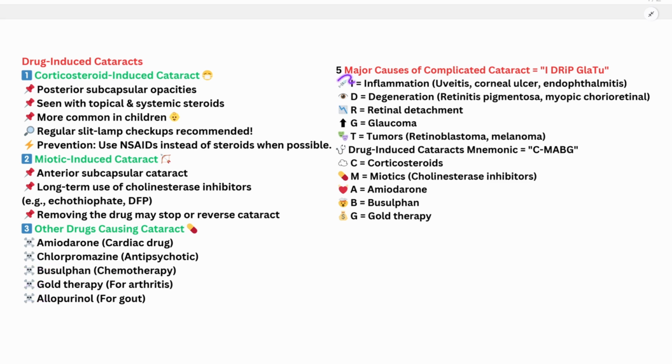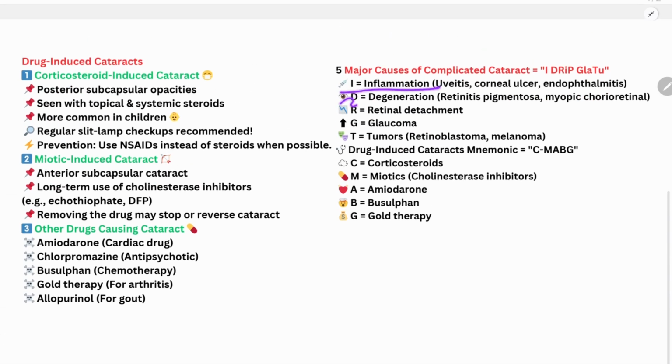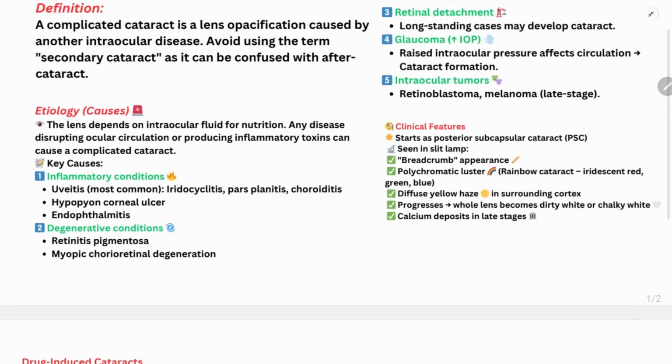Okay, so this is the last mnemonic, that is I DRIP GLA2. I for inflammation, D for degenerative causes, R for retinal detachment, G for glaucoma, T for tumors, and drug induced are by corticosteroids, myotics, amiodarone, busulfan, and gold therapy. So these are the important points that you must remember regarding complicated cataract.